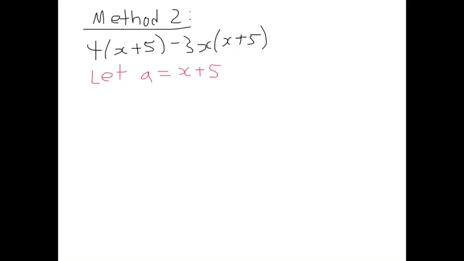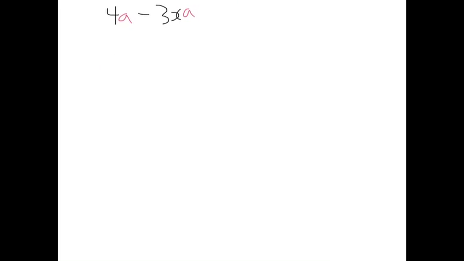Okay, so 4 times, well, x plus 5, that just becomes a, minus 3x times what used to be x plus 5 but is now a. Right? And if you were just to look at this problem right here and said, okay, factor whatever you can out of there, it'd be pretty easy, right? What's the greatest common factor here? Well, obviously a. It's the only thing that's common to both.